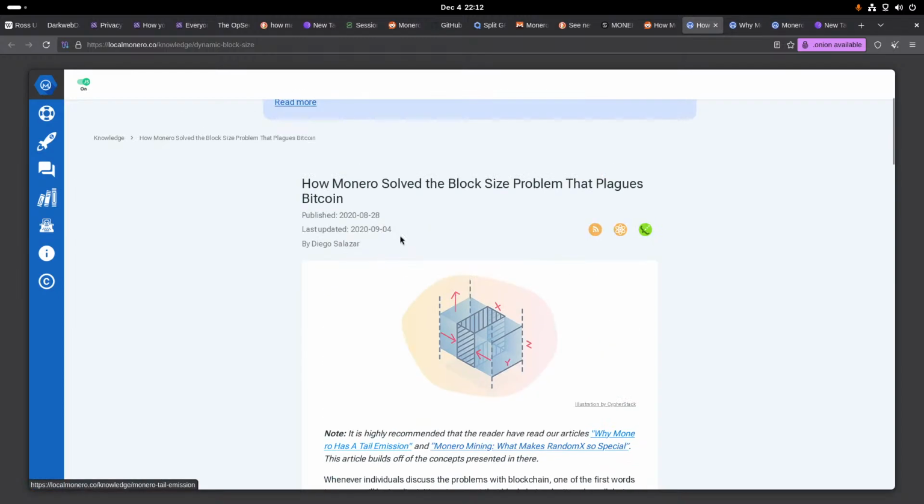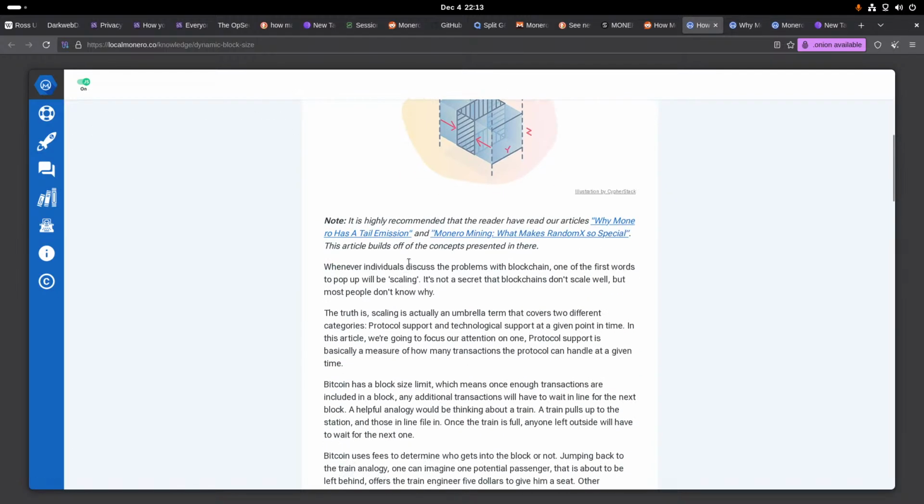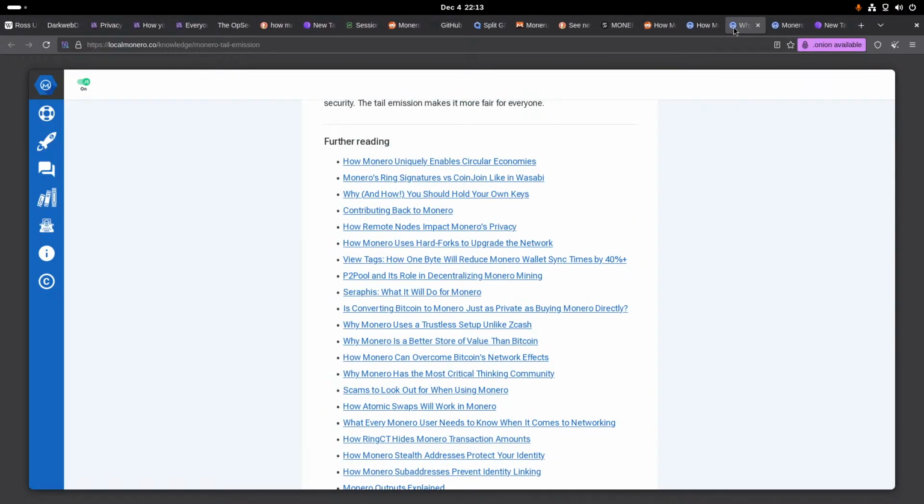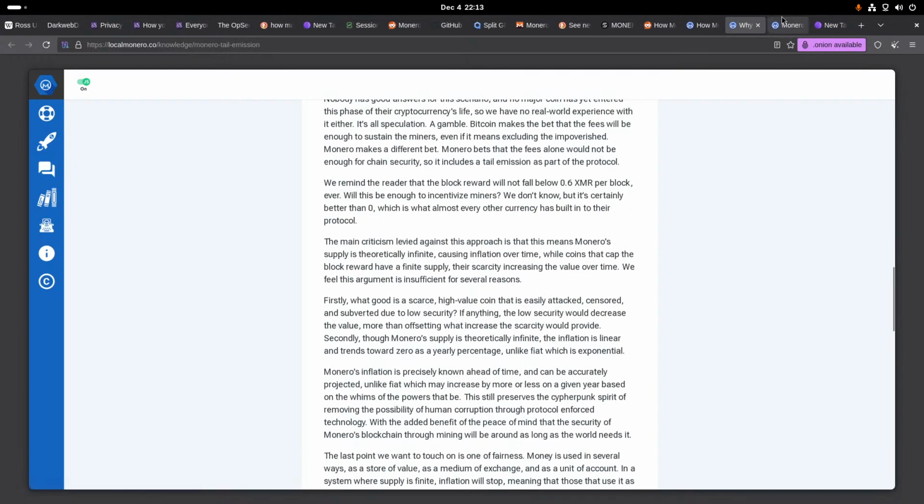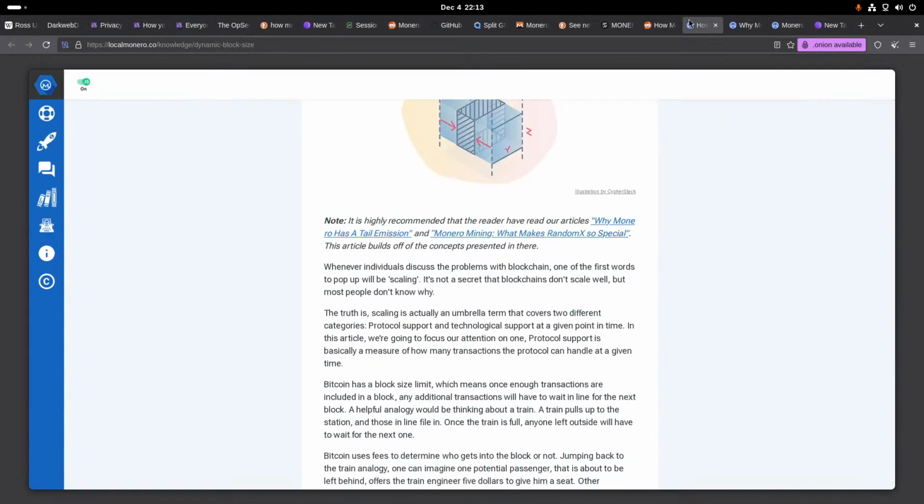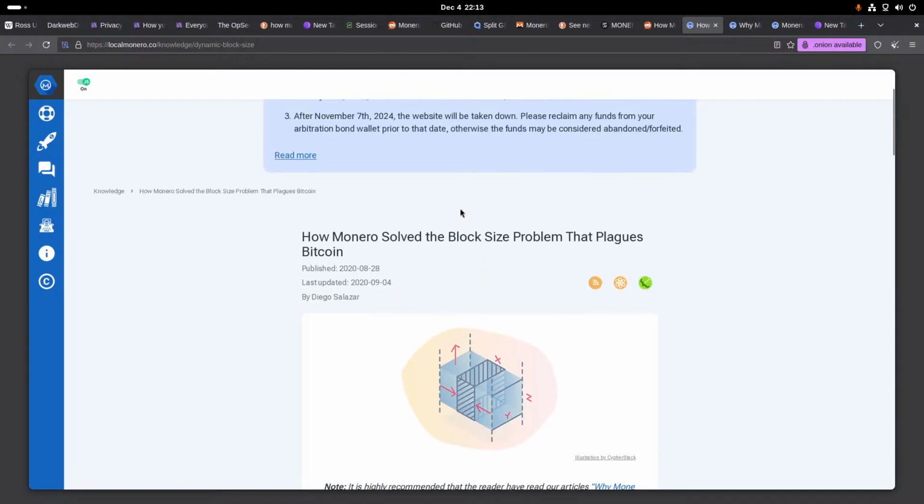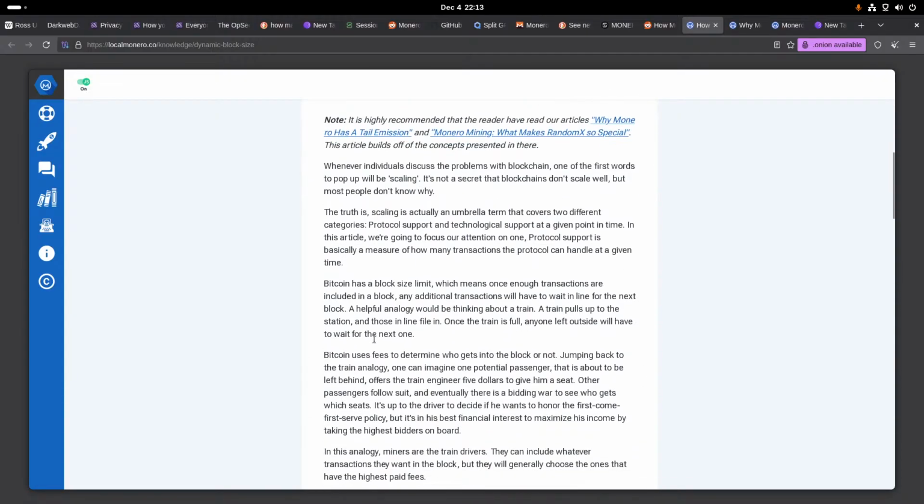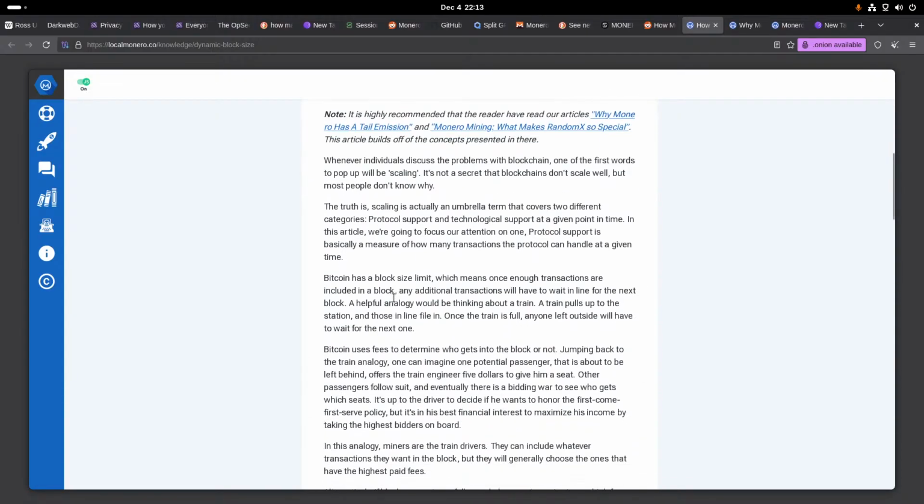So that was pretty much tail emissions and essentially why RandomX is good. Now we're going to go back to the point: how Monero solved the block size problem that plagues Bitcoin. This is from 2020. This is only like 5 years old. And then we'll get back to the original point. It's good to always step backwards, is what I say, right?